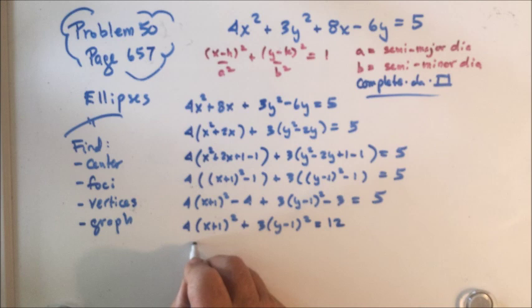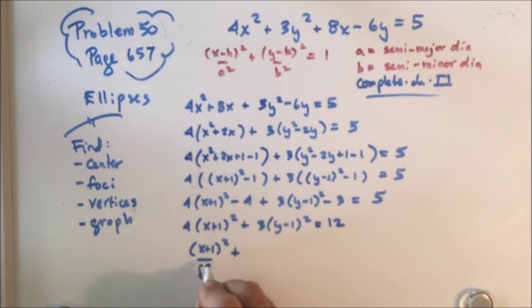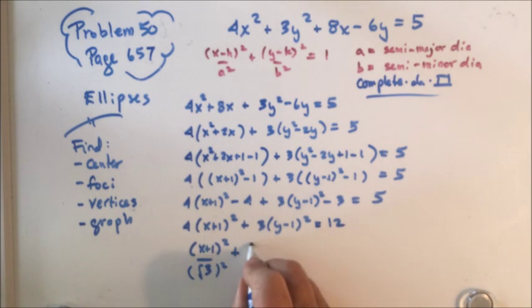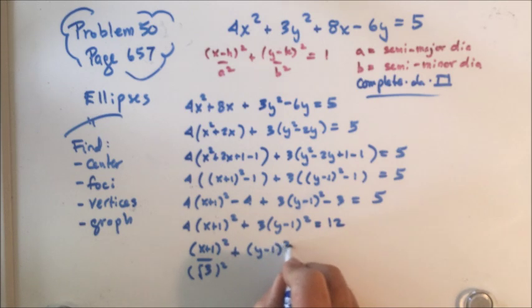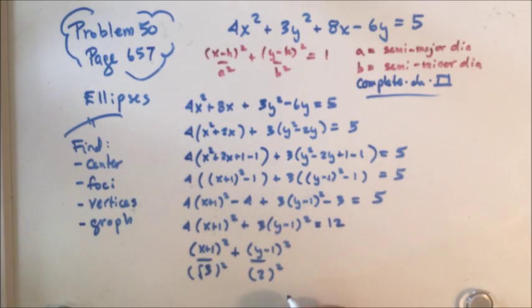And that's going to turn this into x plus 1 squared all over 3. That's worrying me a little bit, but I'm going to just move on. I'm going to write that as root 3 squared. I've got y minus 1 squared all over 2 squared. 3 divided by 12 is a 4 down below, and a 4 is a 2 squared, equals 1. There, I did it.